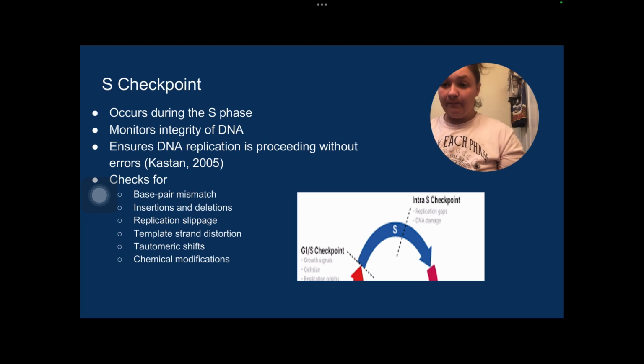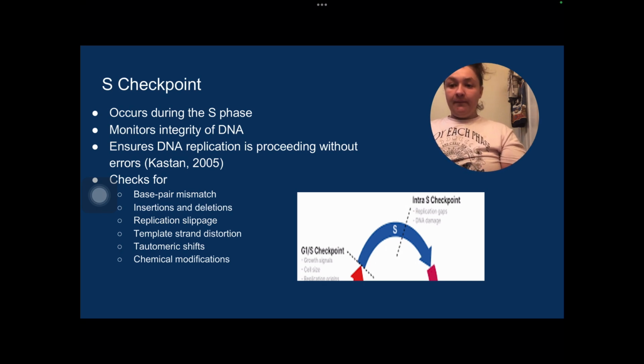The S checkpoint is our next step in the cell cycle. It's located in the middle of the synthesis phase. It's also known as the intra-S phase checkpoint, and it's a crucial regulatory mechanism within the S phase of the cell cycle where DNA replication occurs. This checkpoint ensures that DNA is accurately and completely replicated before the cell progresses to the next stage of the cell cycle. It also serves to protect the integrity of the genome by responding to DNA damage or replication stress that may arise during DNA synthesis.